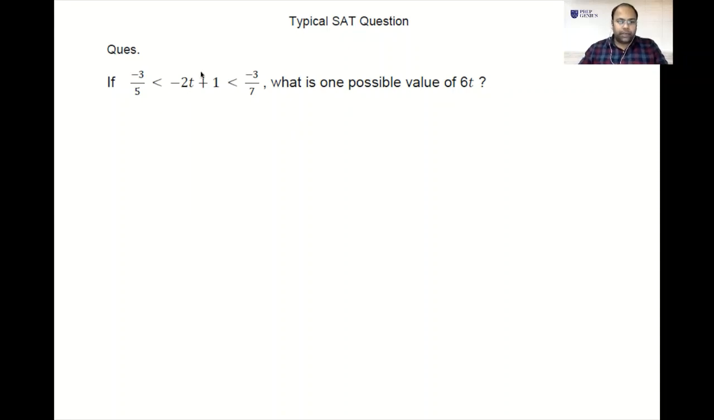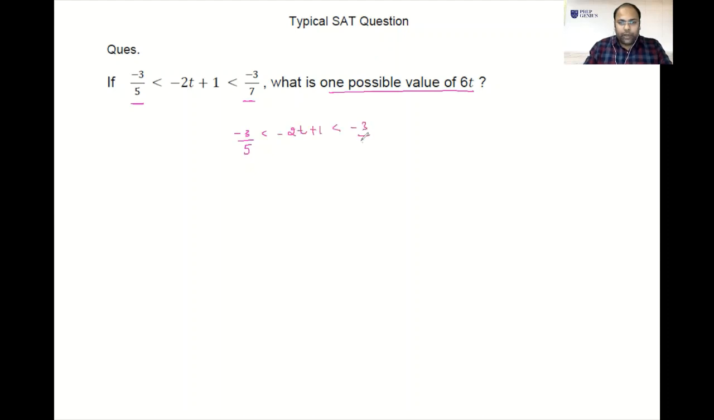In this given question, we have been provided with the range of -2t + 1. So -2t + 1 is greater than -3/5 and it is less than -3/7. And we have to tell the value of one possible value of 6t. In order to find the possible value of 6t, first of all, we try to find the value of t, right? So first we have to convert this inequality: -3/5 is less than -2t + 1.